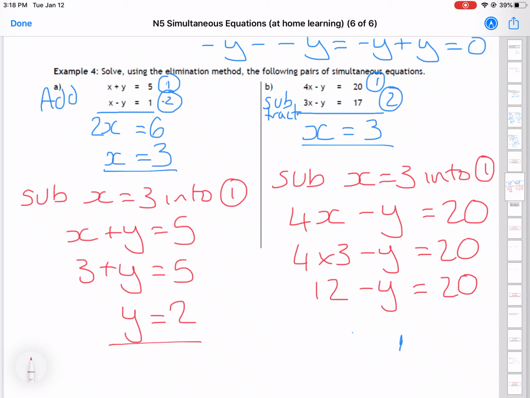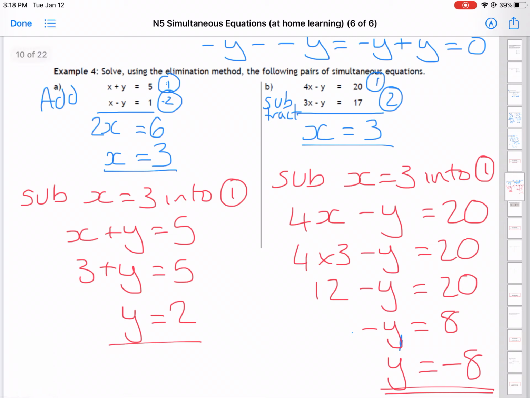12 take away what will give you 20? You can think of it that way. Or negative y is equal to 8. Change the signs. Y is negative 8. So solving equations, even though we're not using the substitution method, solving equations is still very, very important when we are doing simultaneous equations. Okay.